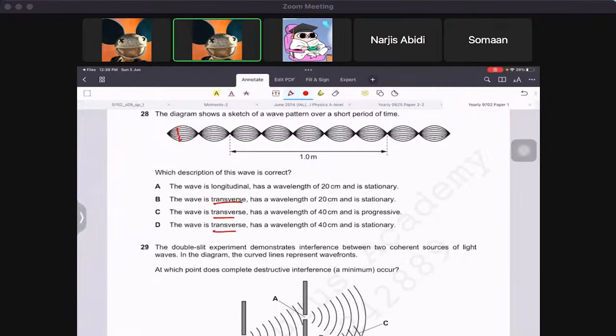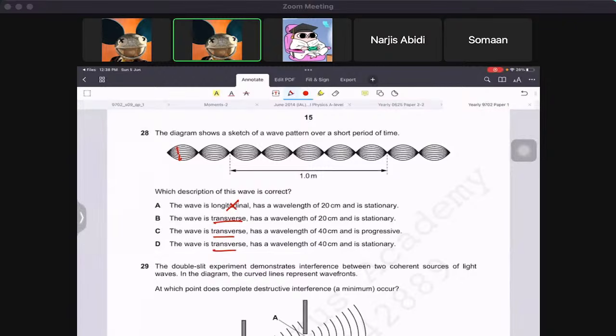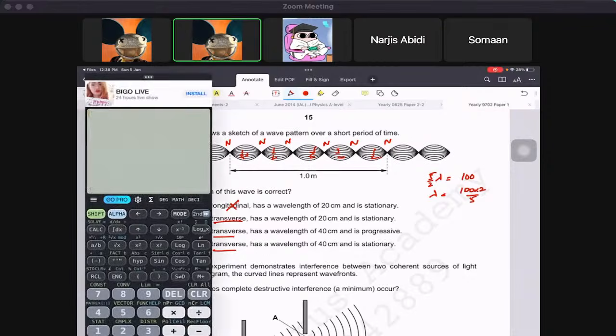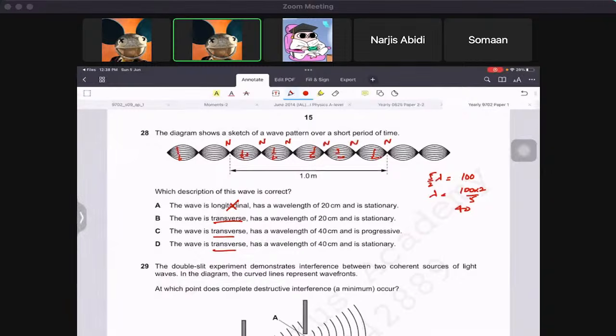This is wrong. And this is a node. So half lambda, half. So 1, 2, 3, 4, 5. 5 over 2 lambda is equal to 1.0. So lambda will be equal to, or we can say 100 centimeter. So 100 times 2 divided by 5 is 40. So this has to be the wavelength of a stationary wave is 40. All right.